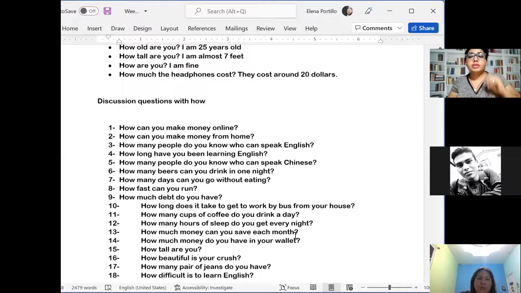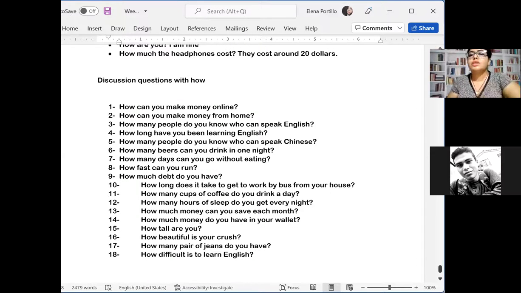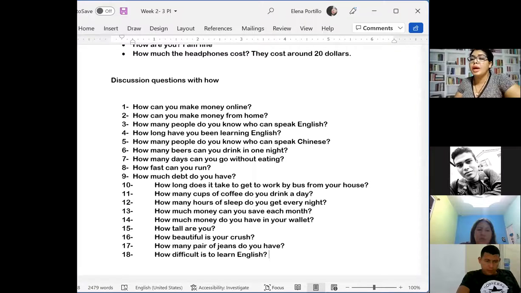So we have here some examples of discussion questions. In this case, it's this kind of question in which we can produce some specific information that people want to know. In this case, we have some examples of these questions that we can ask our group when we are trying to practice the production of the language.